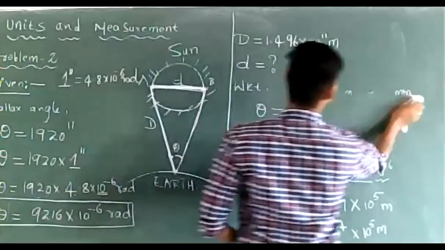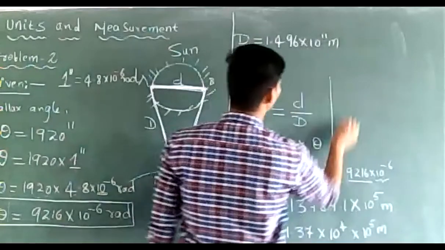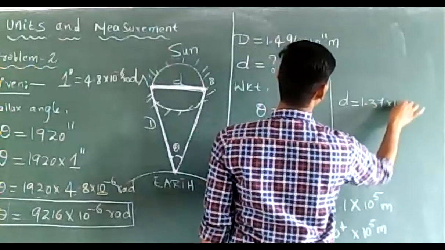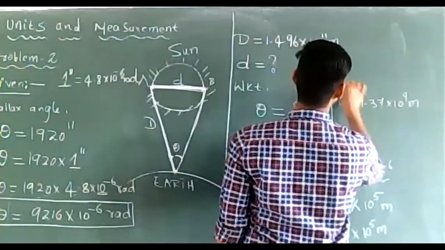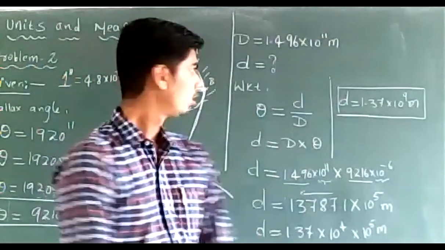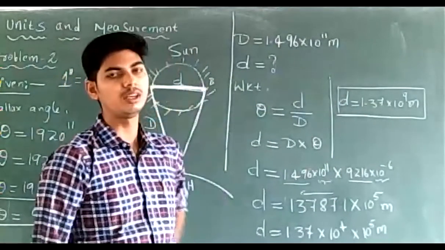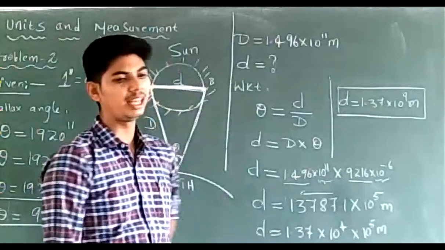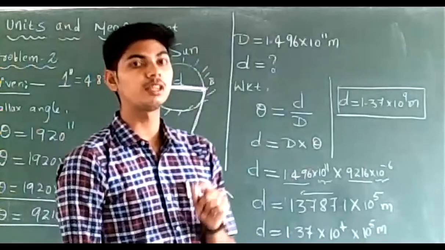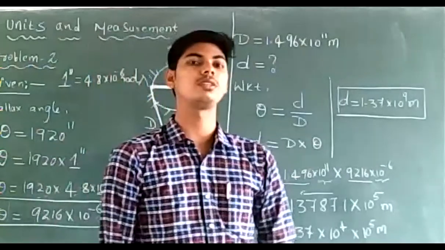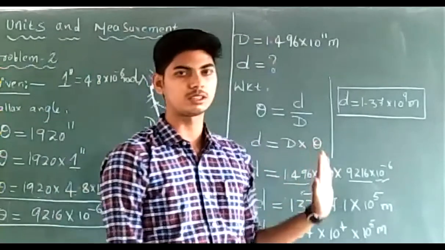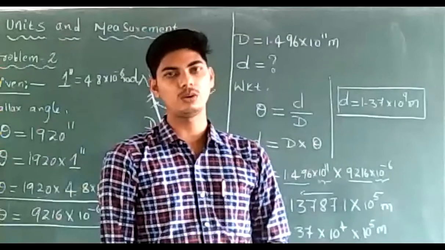So the diameter of the sun comes out to be 1.37 into 10 to the power 9 meters. This is the diameter of our sun. What is important is your calculation. You must do the calculation properly. If one calculation goes wrong, it becomes difficult, right? You must make use of the calculators.